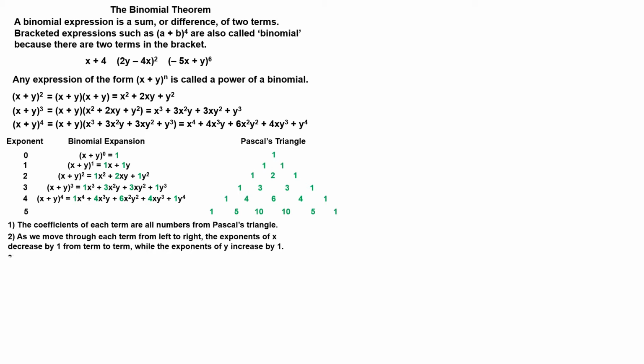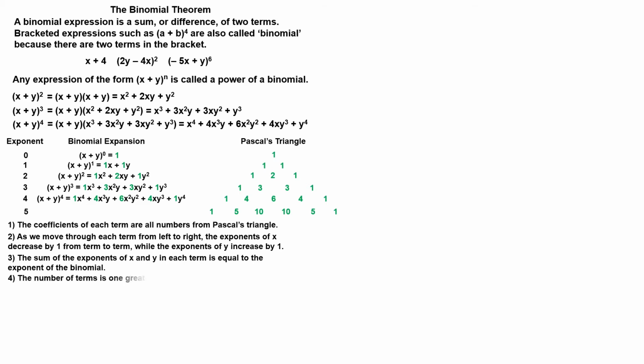The third pattern is that the sum of the exponents of x and y in each term is equal to the exponent of the binomial. For example, in the expansion of (x + y) raised to the power of 3, the exponents in each term add to 3, as well as in the expansion of (x + y) raised to the power of 4, the exponents in each term add to 4, and so on.